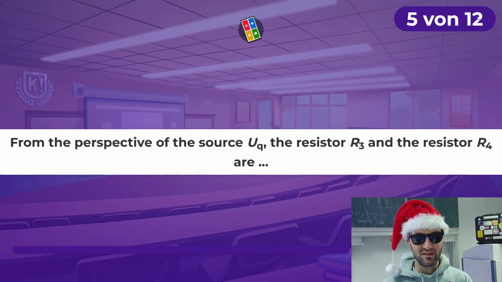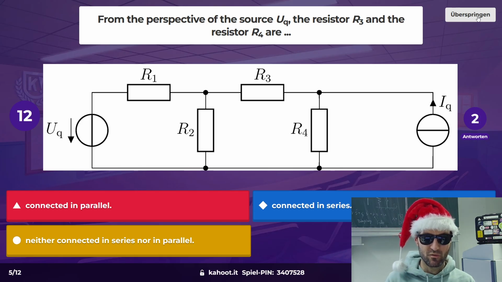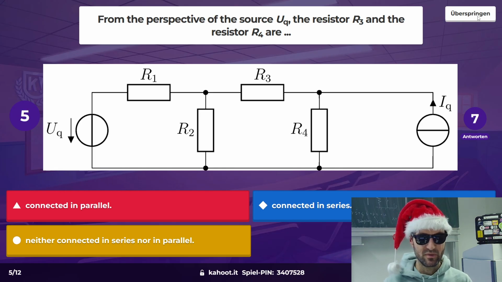Now we see some circuits, and now the question is, from the perspective of the source, the resistor R3 and the resistor R4. So we are looking from this source. What are these two resistors? Are they connected in parallel, in series, or are neither connected in parallel or in series?